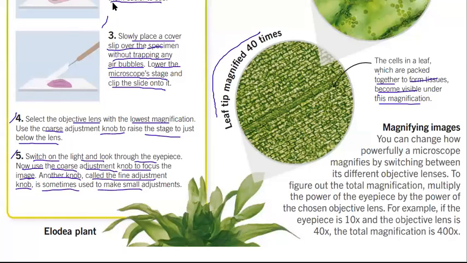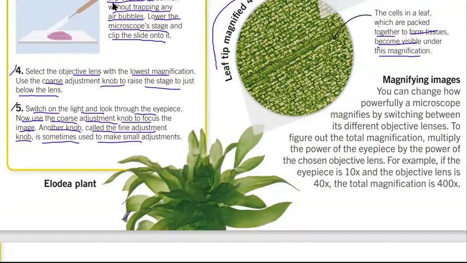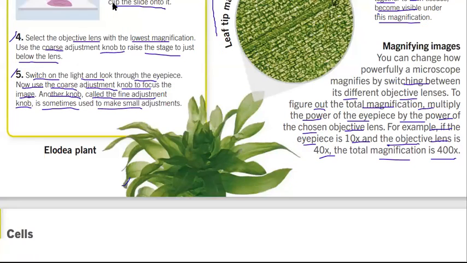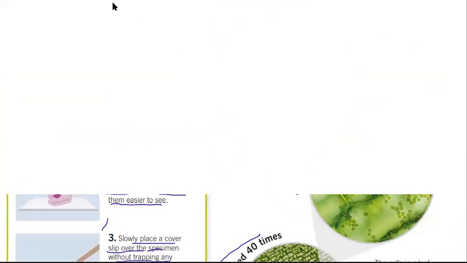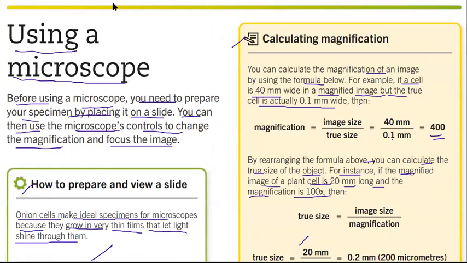Magnifying images, you can see here, you can change how powerfully the microscope magnifies by switching between its different objective lenses. To figure out total magnification, multiply the power of the eyepiece by the power of the chosen objective lens. Example: if the eyepiece is 10 times and the objective lens is 40 times, then total magnification is 400 times. So the microscope is the most important device to understand the sizes of cells.